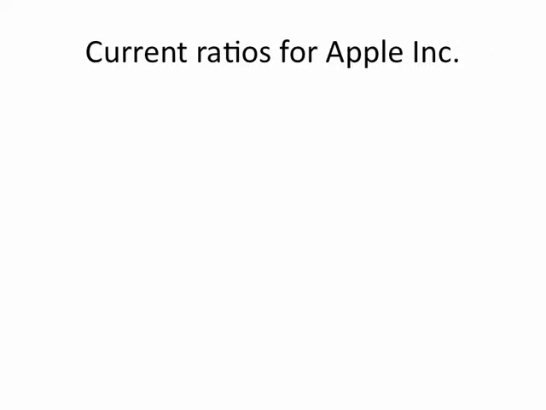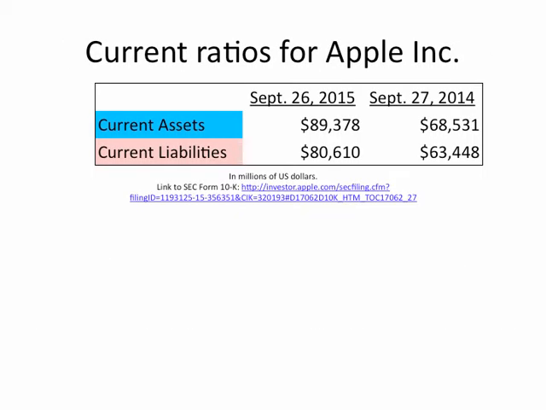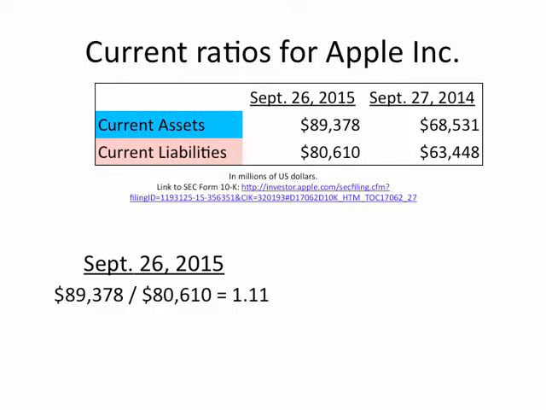Let's look at the current ratios for Apple. Again, I got the balance sheet from their most recent annual filing with the SEC. Apple's fiscal year ends in September, so that was actually 10 months ago. So these numbers are about 10 months old. Current assets, 89,378, but again in millions of dollars, that's $89,378,000,000 of current assets. Current liabilities, 80,610, it's $80,610,000,000.